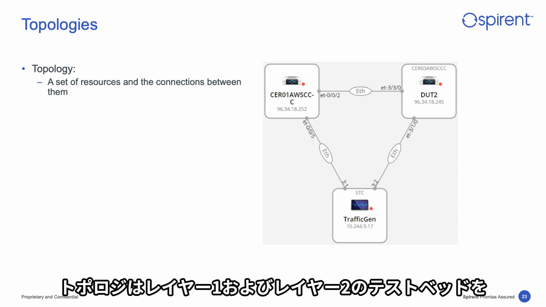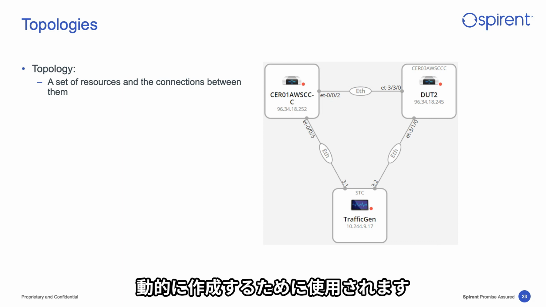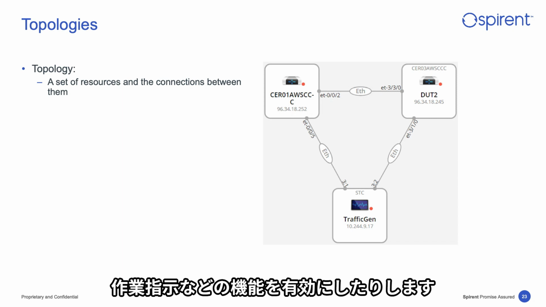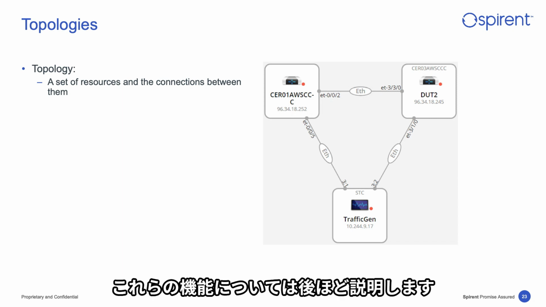Topologies can also be used to set up dynamic Layer 1 and Layer 2 test beds, enable features like automated actions and interactive sessions, and trigger manual cabling work orders. We'll get into these features later.